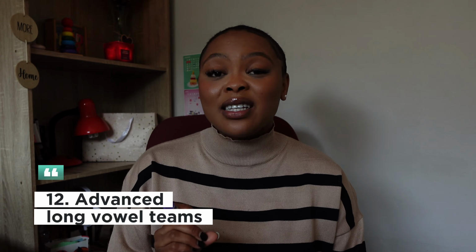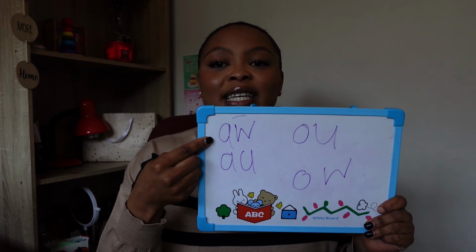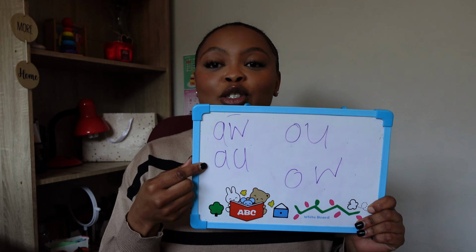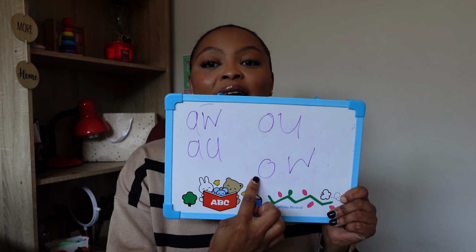Let us go into level 12. With level 12, you're going to want to teach a child or any person who's trying to learn how to read advanced long vowel teams, and that is the OU, the OW, the AU, as well as the AW. For example, this combination says O, this one also says O, this one says ow, and this one says ow. So you're going to want to teach them these complicated things so that they are able to decode and read words on their own. Now that we are done with level 12, let's go on to level 13.